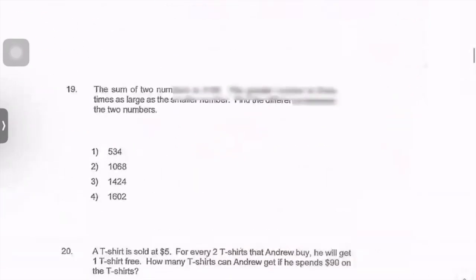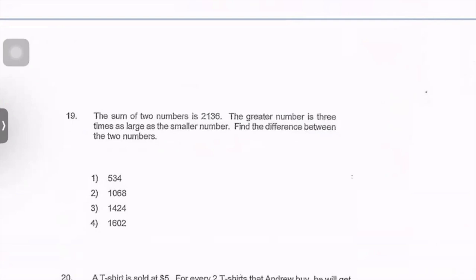Next, question 19. The sum of two numbers is 2136. The greater number is 3 times as large as the smaller number. Find the difference between the two numbers. So you have a greater number and you have a smaller number. They tell you the greater number is 3 times as large, which means that if the smaller number is 1 unit, the greater number would be 3 units because it's 3 times.